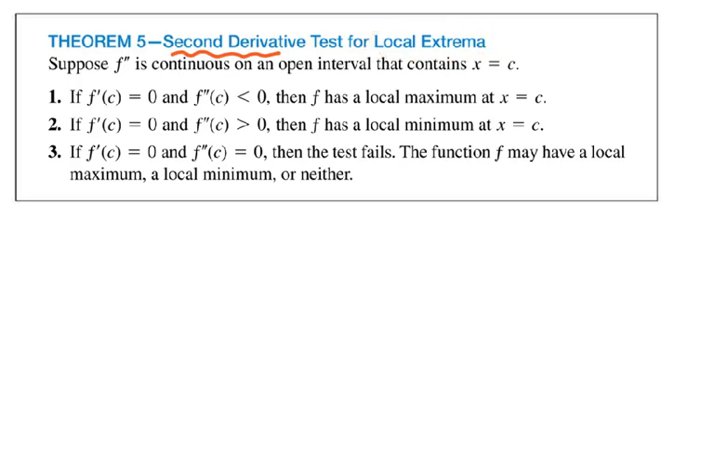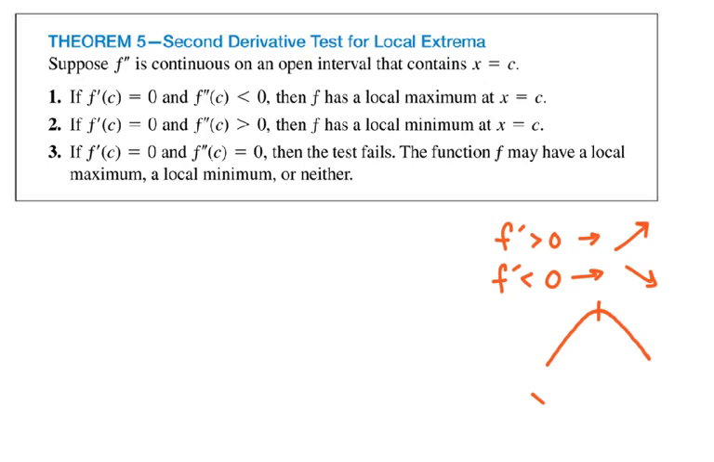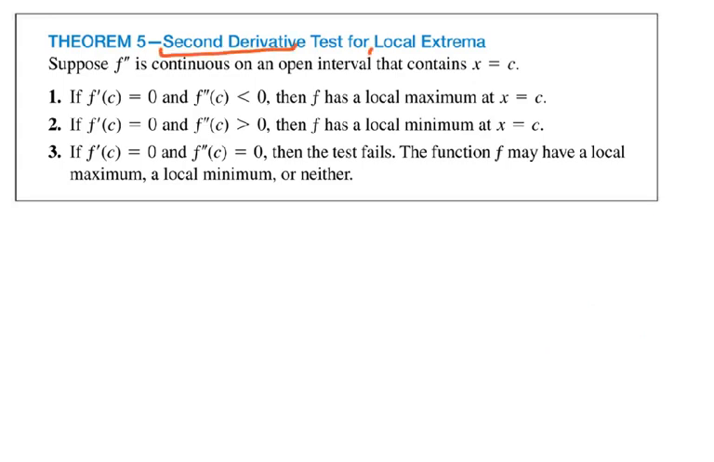Okay, so using the first derivative, what we know is that if f prime is positive, then we will have increasing, and if f prime is negative, we'll have a decreasing graph. And we know that when we change from increasing to decreasing, we would have a max. If we change from decreasing to increasing, we would have a min. Okay? But what we're looking at here is a second derivative test to verify an extreme value.